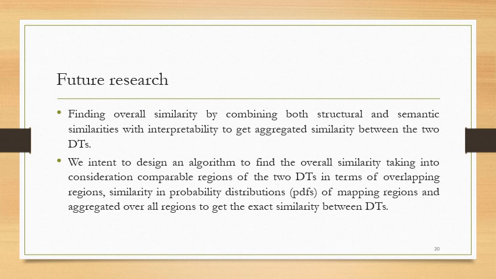And further, we intend to find the overall similarity of the decision trees, and for that, we are going to compare and combine both. It is going to be a concoction of the structural as well as the semantic similarity, and we are also going to consider interpretability to find the overall similarity between the decision trees. We are planning to design an algorithm and work on different data sets to find the results.